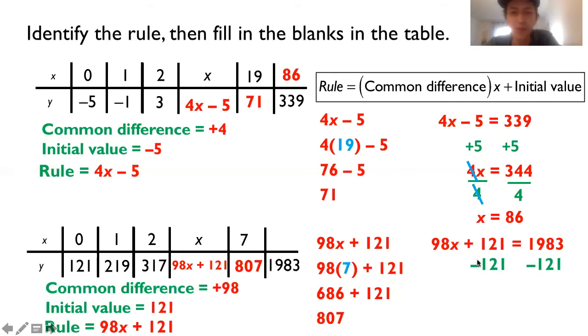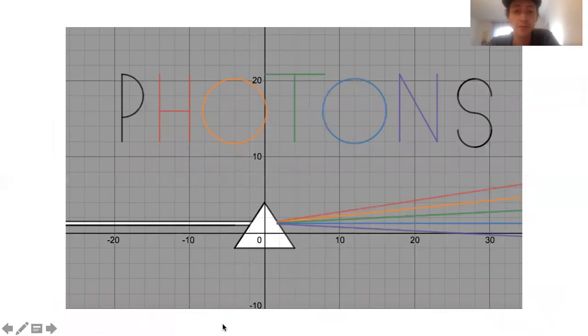I got to get rid of that plus 121, so I'm going to do the opposite. Minus 121 on the left means I got to do minus 121 on the right. That means I've got 98x equals 1,862. And if I divide both sides by 98, I'm going to get an x value of 19. So there we go. I can give you any number and you can figure out the x value associated with it. Or I can give you any x value and you tell me the y value. You know it all because you know the rule.